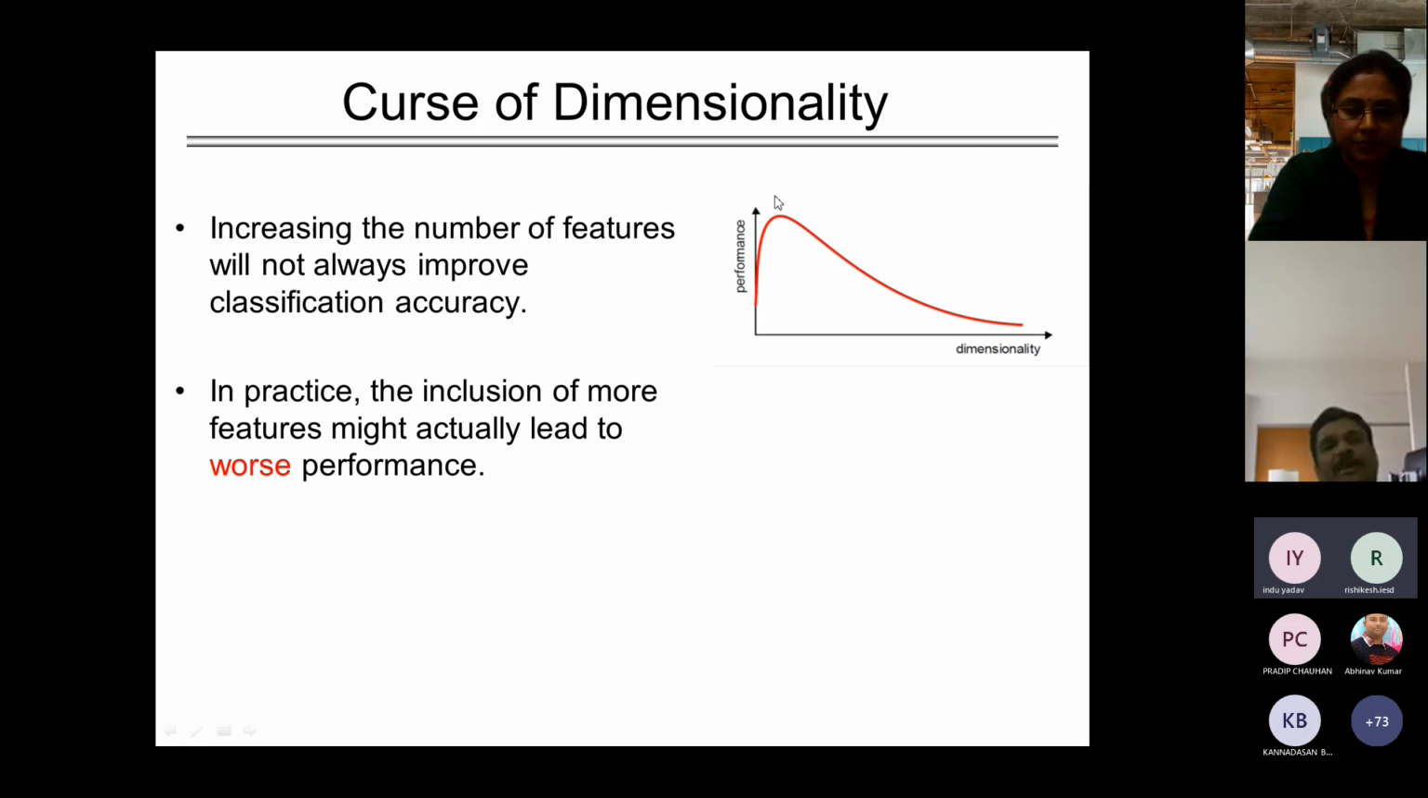But sometimes it happens that we eliminate some components, or we pool some components, and they are contributing less, but they are important. So increasing the number of features will not always improve the classification accuracy. In practice, the inclusion of more features might actually lead to worse performance. It may happen.